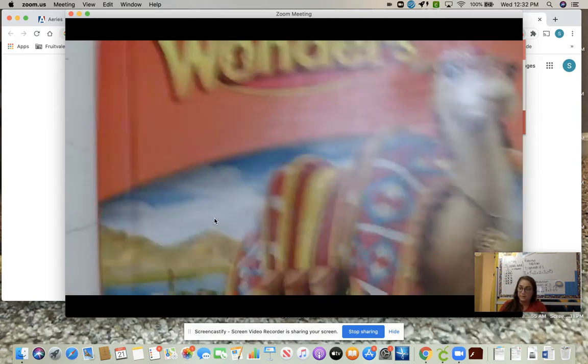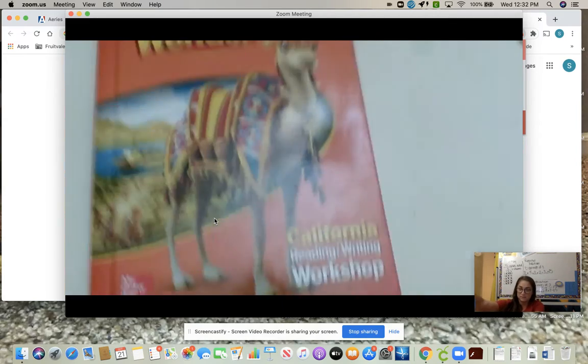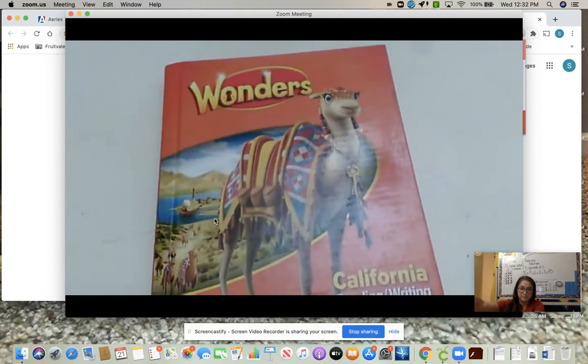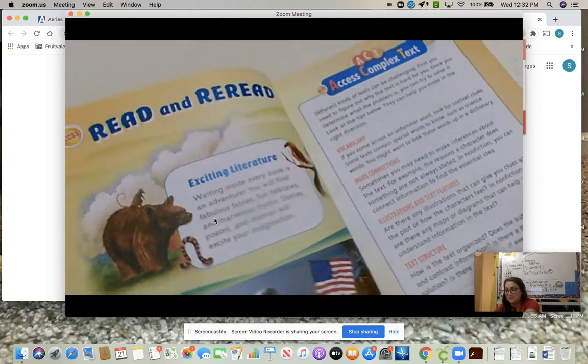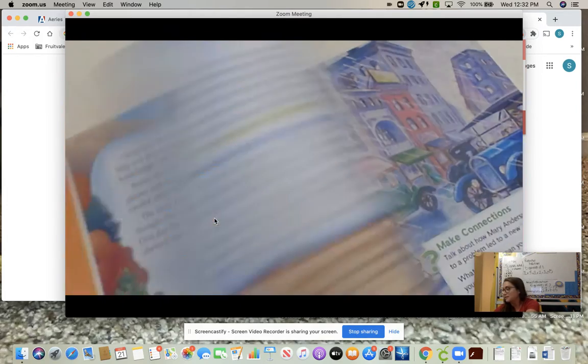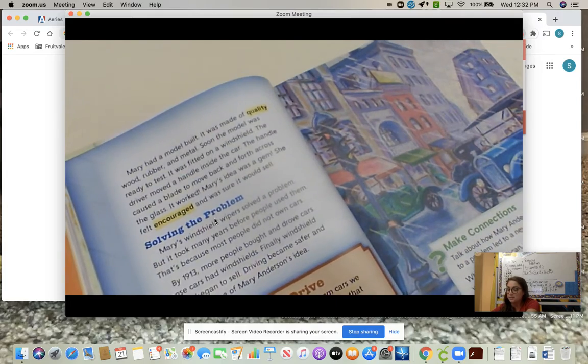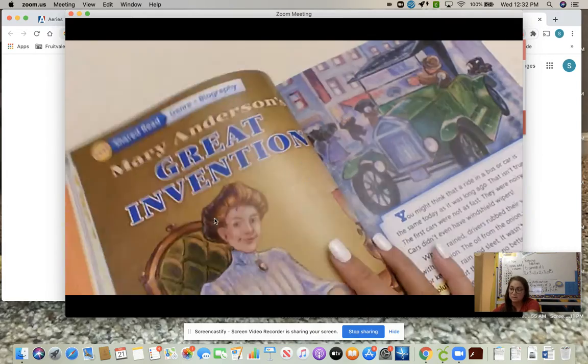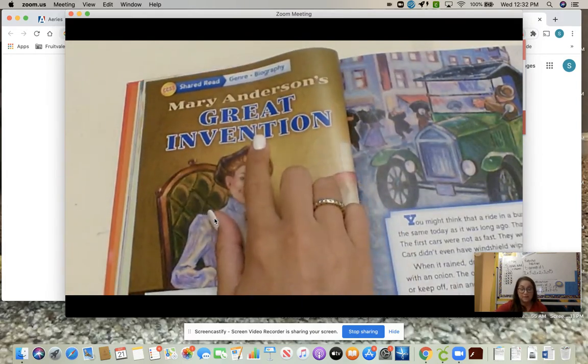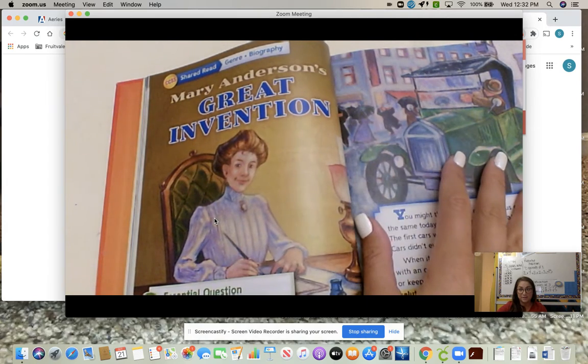And after Walk to Learn, in your book, please read. So get out your Wonders workshop and turn to page 70. And so please read the story. It's short, of Mary Anderson's Great Invention. So read this whole story.